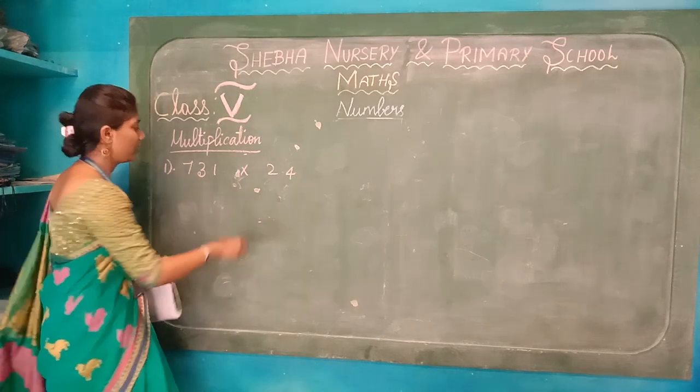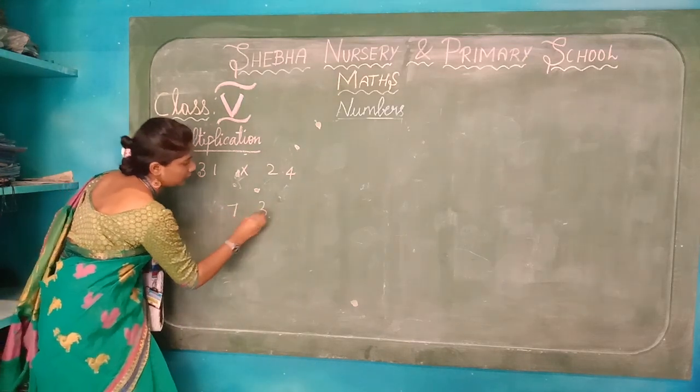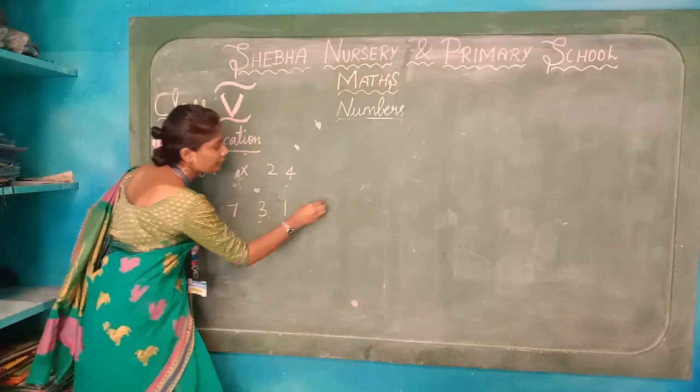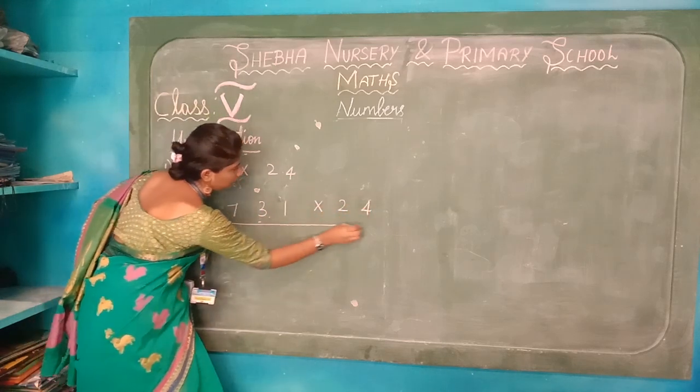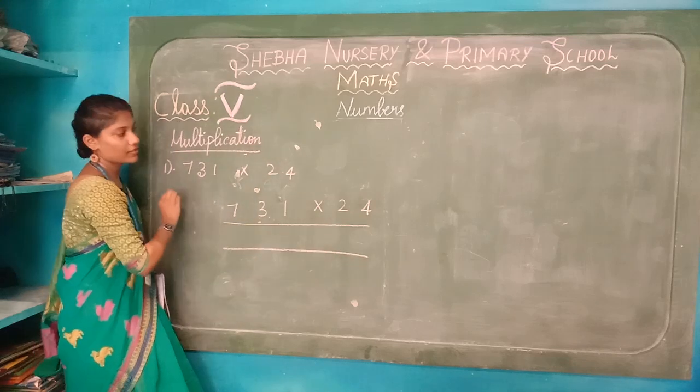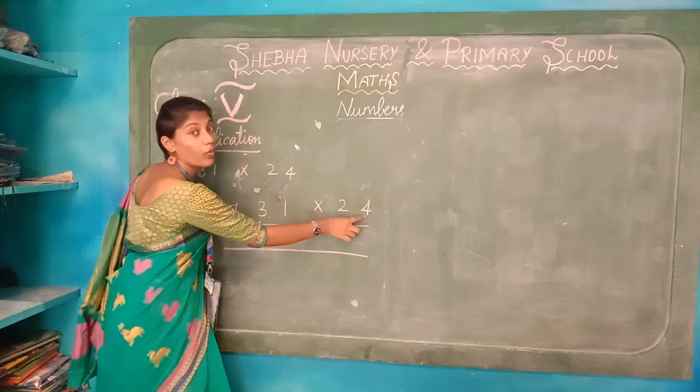Okay children, 731 into 24. First we have to start the multiplication in the ones place.